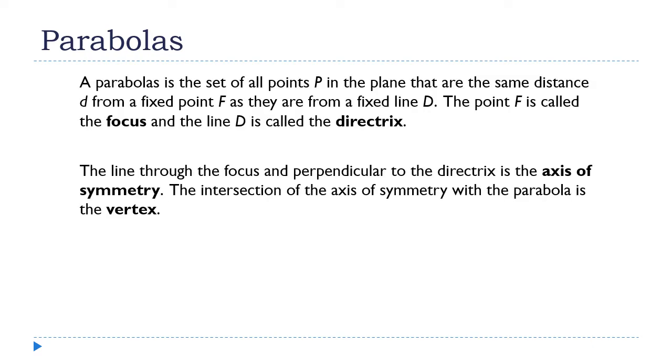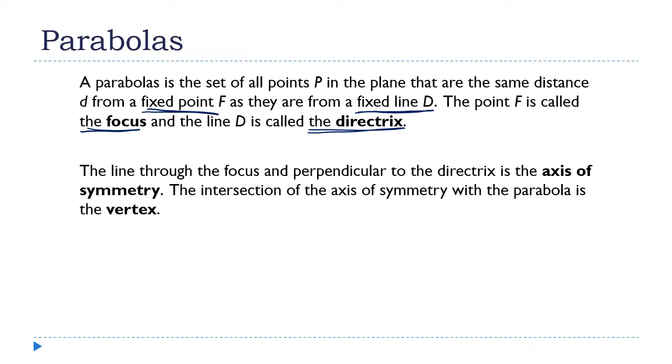All right, so here's where we're going to start. I have my geometry definition. And like most geometry definitions, it's concerned with points. Right? So a parabola is the set of all points that are the same distance from a fixed point as they are from a fixed line. And these parts have names. The fixed point is called the focus, and the fixed line is called the directrix.